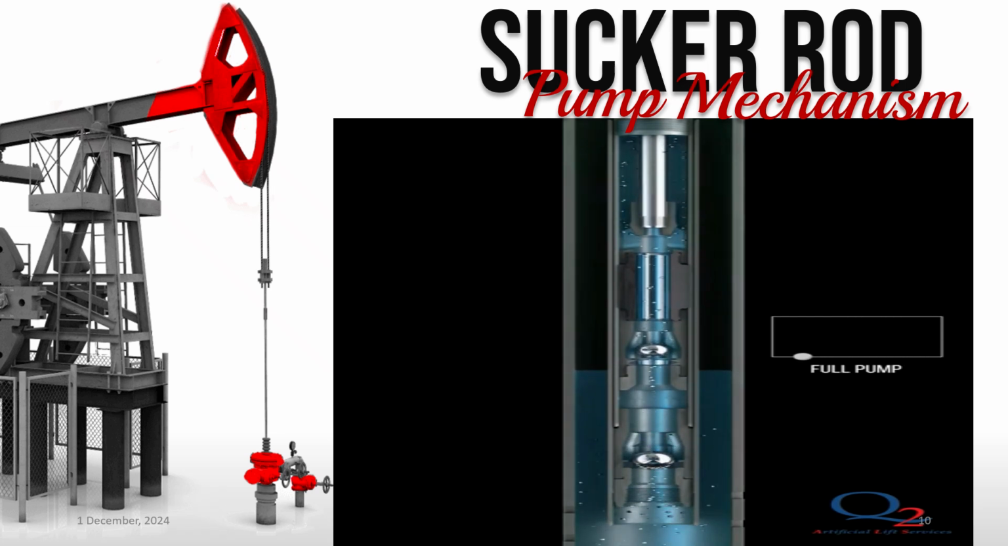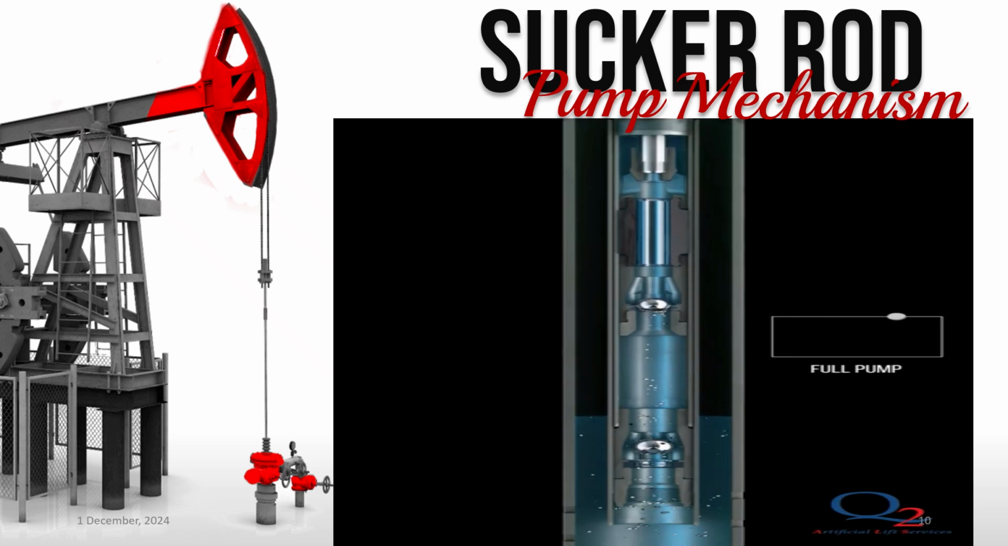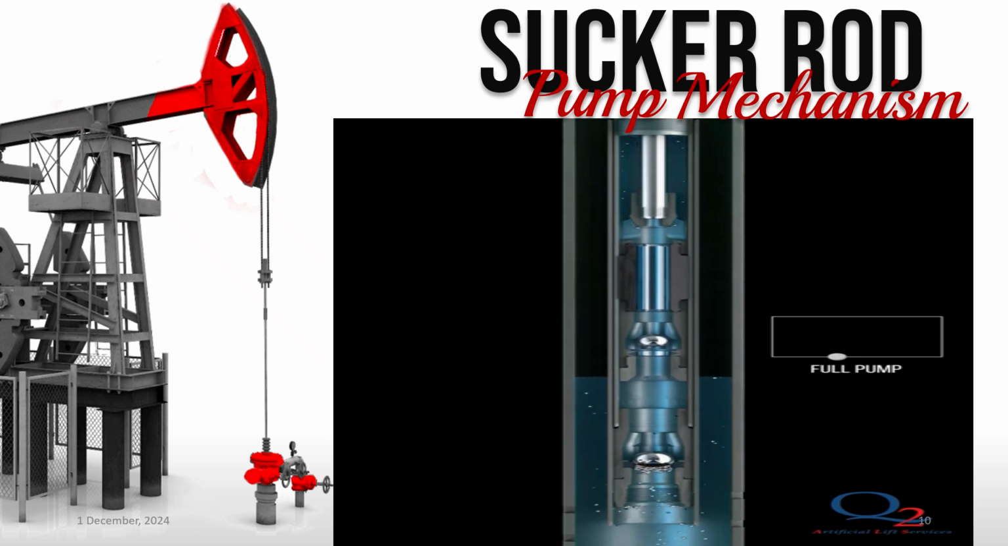As it descends, the pressure inside the pump barrel below the plunger increases, causing the standing valve to close, preventing fluid from flowing back into the wellbore. The increased pressure also forces the traveling valve to open, allowing the fluid that was previously below the plunger to move above it. This action displaces the fluid upwards, pushing it closer to the surface.